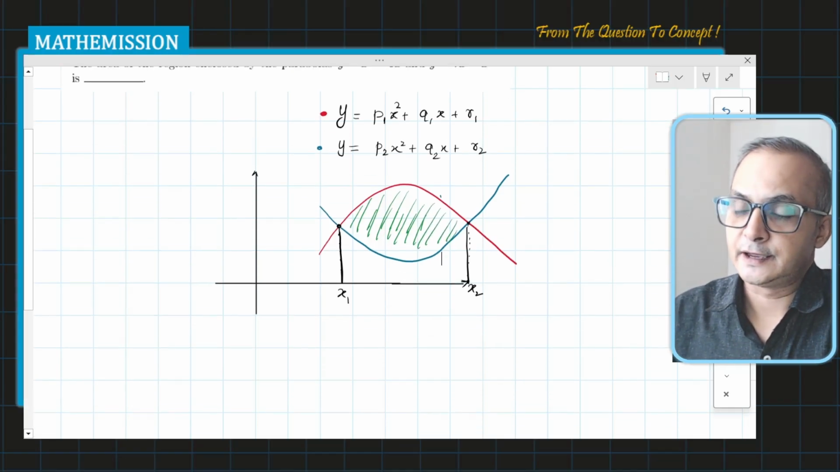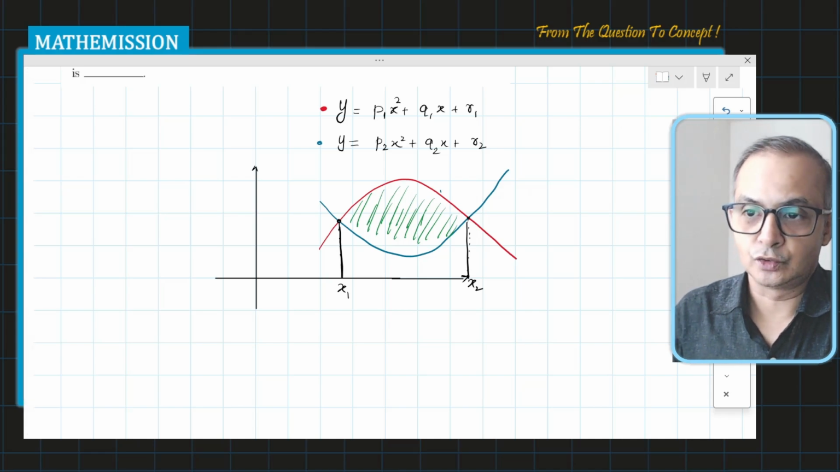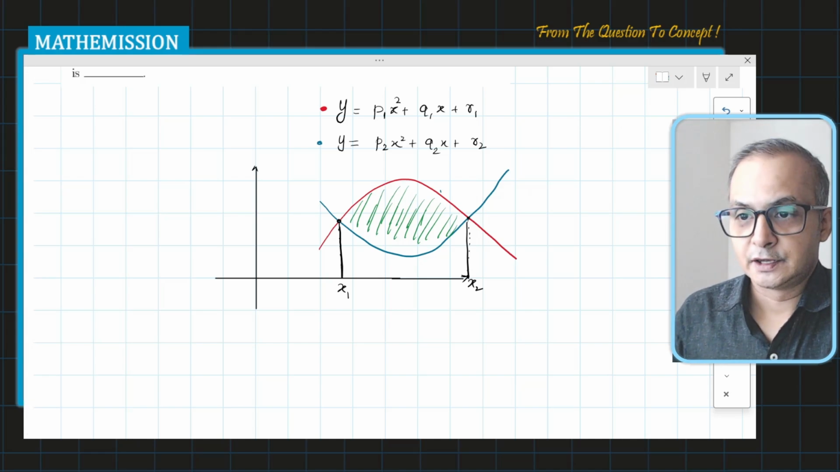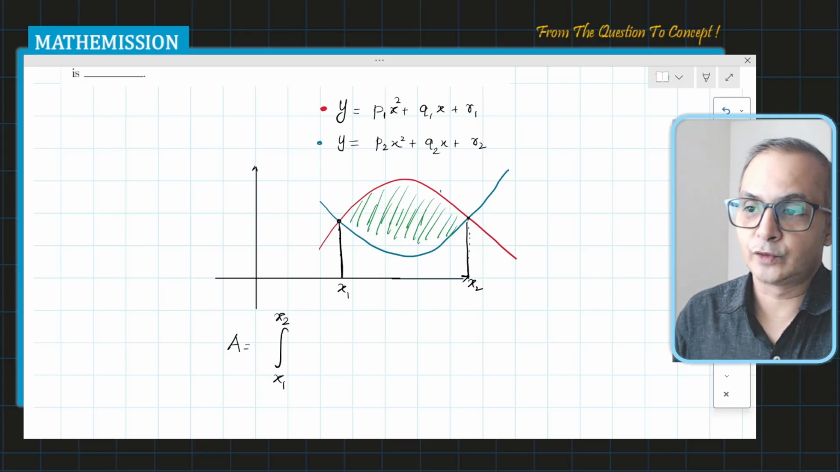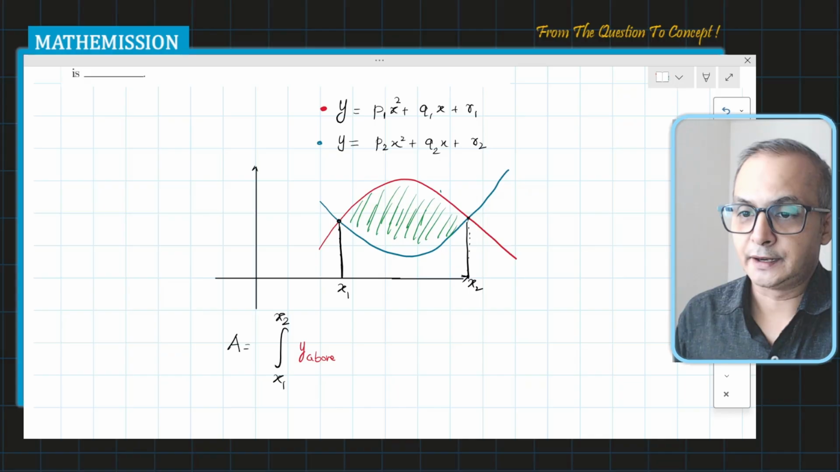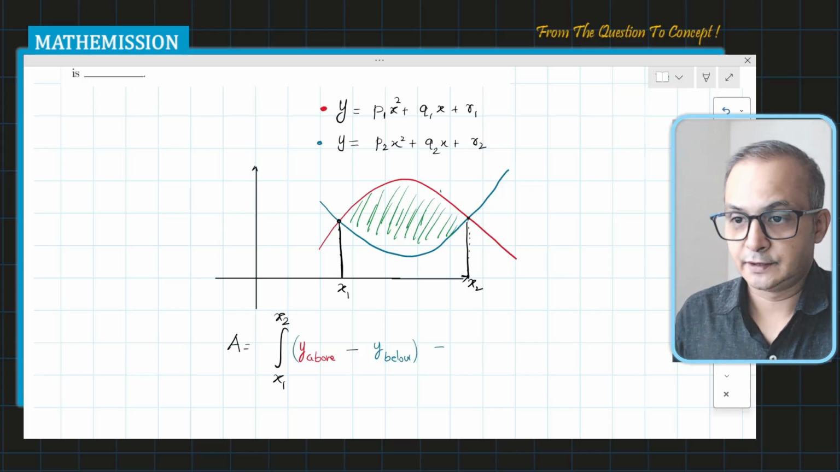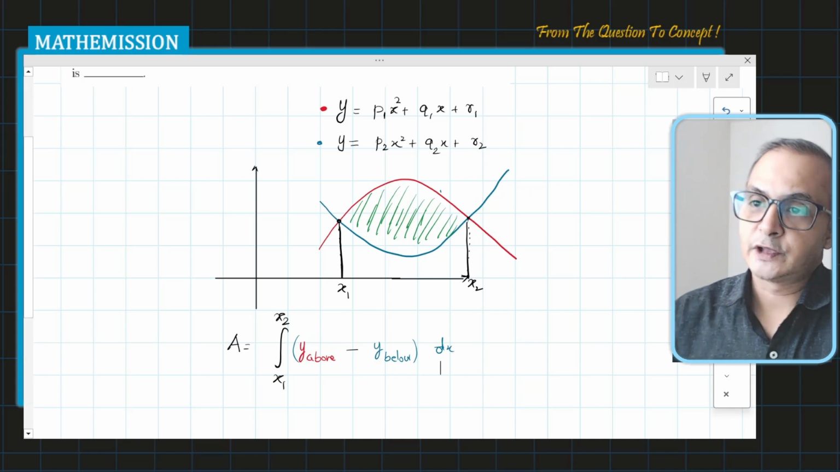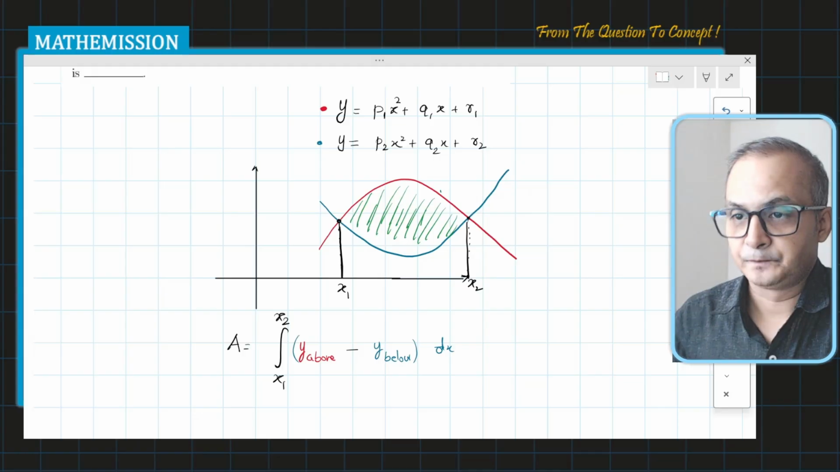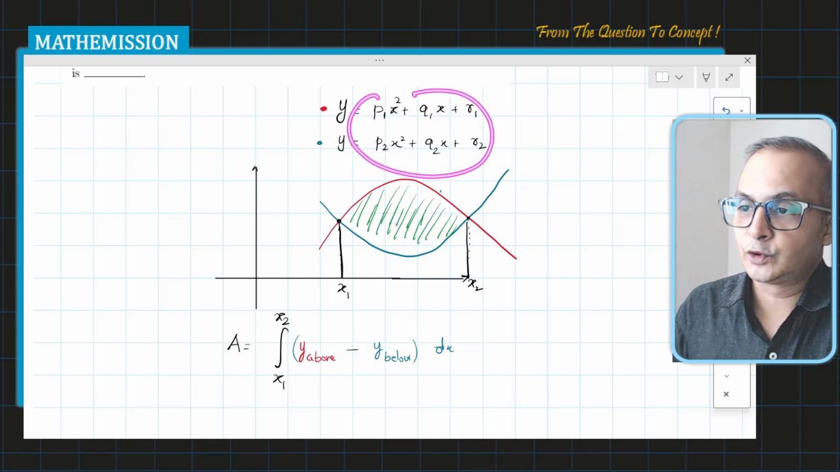Now the idea is this: in order to find the area between these two, what is the integration setup you make? To find the area, of course you write the bounds x1 to x2, and you write y above, the red one, minus y below, the blue one, dx by the way. Now suppose I find the difference of these two y's from here and here.